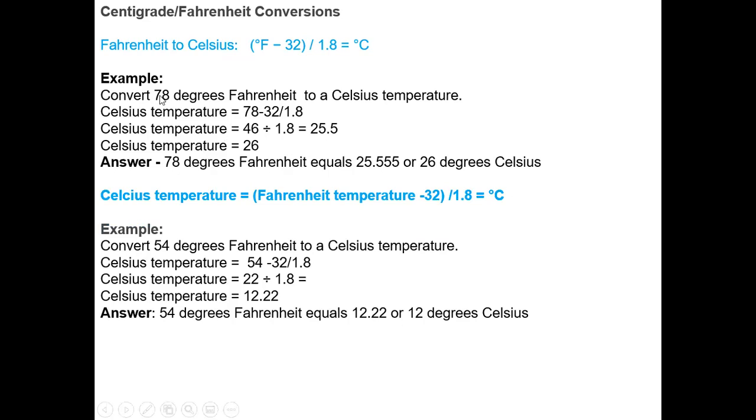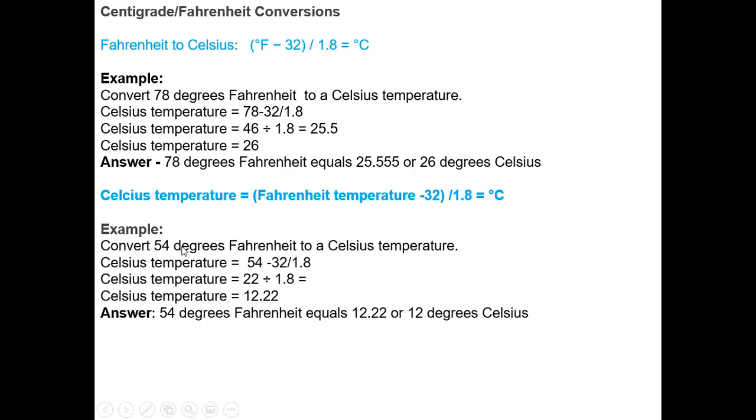So for the first example, we have 78 degrees. We subtract the 32 degrees, and then we divide it by the 1.8. So 78 minus 32 gave us 46 degrees. We divided it by 1.8, and that gave us 25.5. Now, depending on what your author says, whether or not you're going to round it. But if you are rounding it to a whole number, which we did here, you use the 0.5 to do that. And since it was 0.5 or higher, that took our number to a 26. If this was 25.4 or lower, then our answer here would have been 25 degrees if we were rounding it.